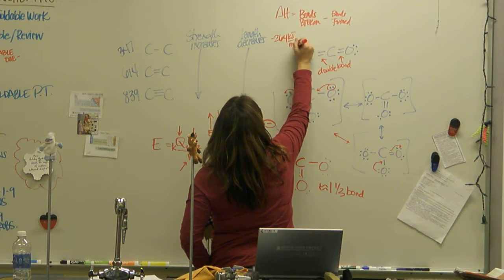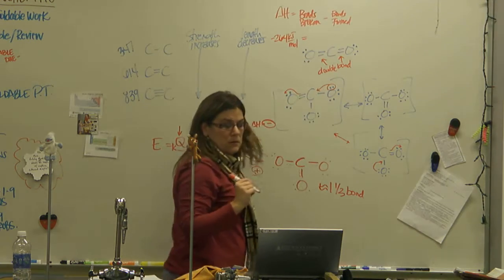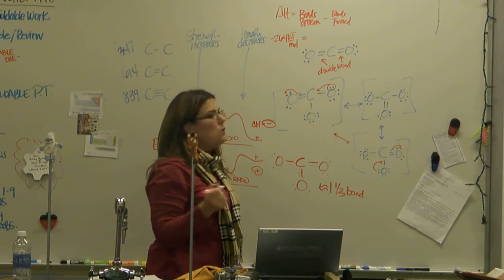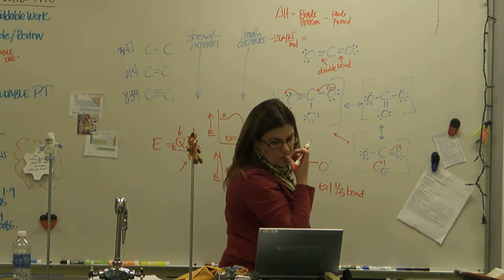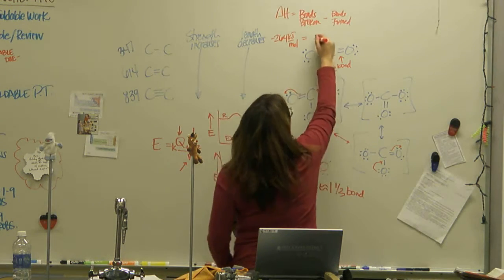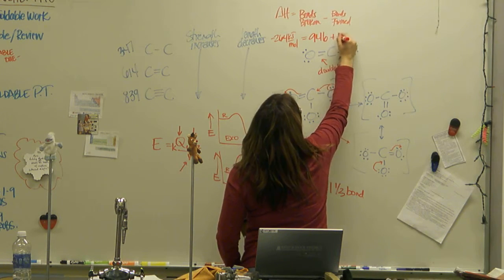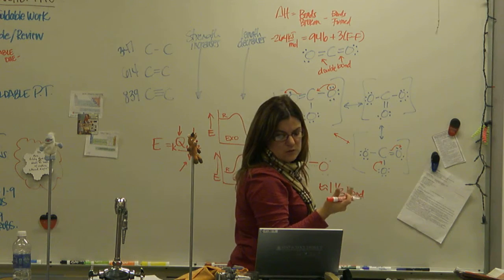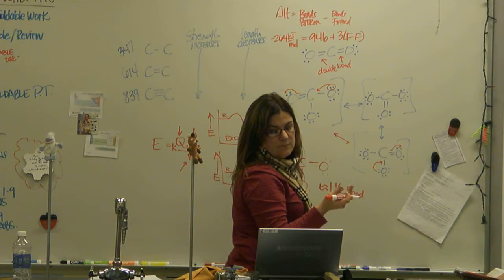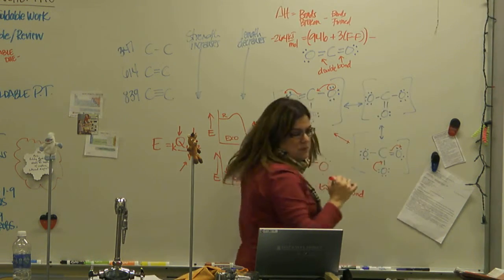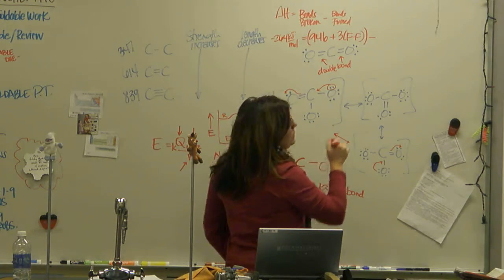Oh, so basically it's just simple algebra, solving for the X. Yeah, solve for the X, for the 2 fluorines on the 3F2. So you've got a nitrogen, so it's 946 plus 3 times fluorine, because there's 3 F2s, minus 6 times 272.